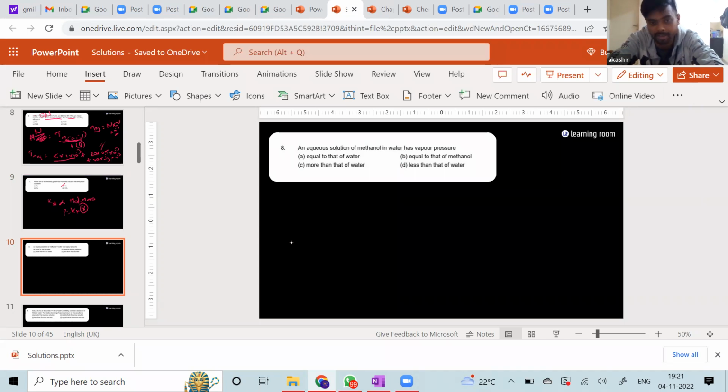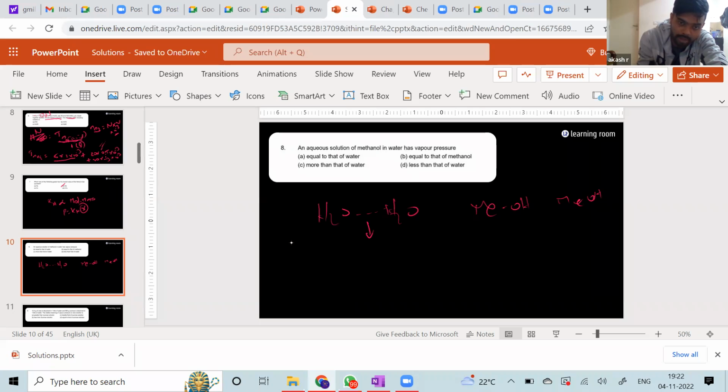Now, how do you understand this? Say water alone is present, and say we have MeOH and MeOH only. H2O is there, MeOH is there. Now these are two different liquids. Between H2O and H2O, I'm going to have some force of interaction. What is the force of interaction called? Hydrogen bonding. Between MeOH and another MeOH, I'm going to have the same hydrogen bonding.